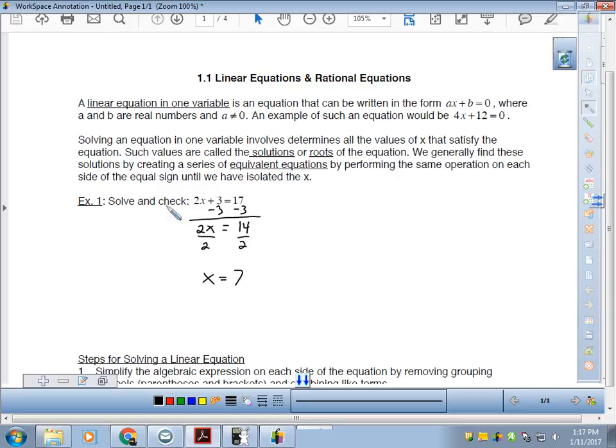Now before I box that in, I do want to check my answer. You can check by taking this number and plugging it back in for the x and seeing if you get a true statement. So 2 times 7 plus 3, we want to check, does that equal 17? Well, 2 times 7 is 14 plus 3. What's 14 plus 3? 17. So it does work. And so since it works, we can feel confident and we can box in our answer. And so there is our first problem.